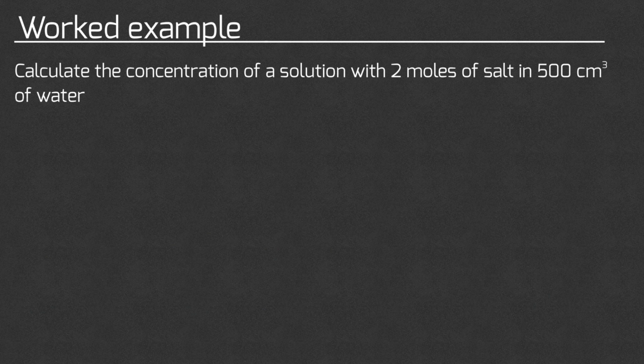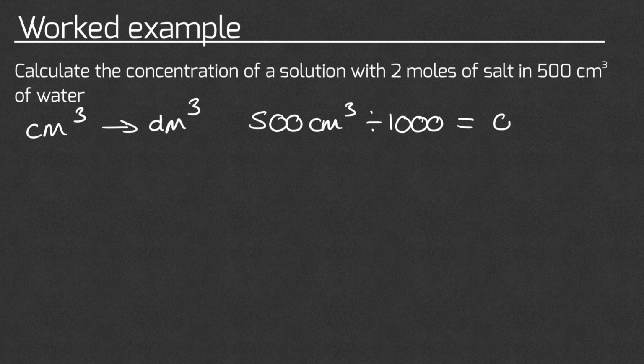So to put this together in a worked example, we need to calculate the concentration of a solution with 2 moles of a salt in 500 centimeters cubed of water. The first thing we need to do is to convert the units from centimeters cubed to decimeters cubed. So we'll divide the 500 centimeters cubed by 1,000, giving us 0.5 decimeters cubed.